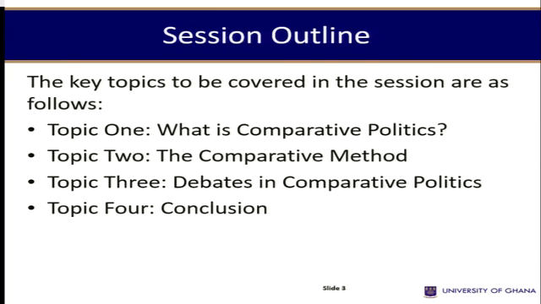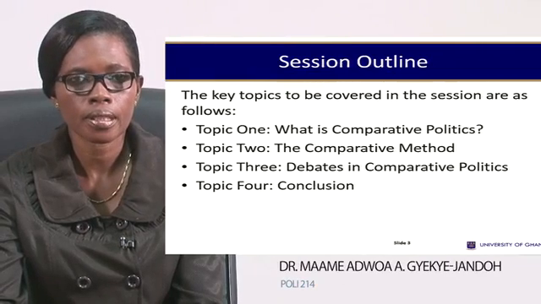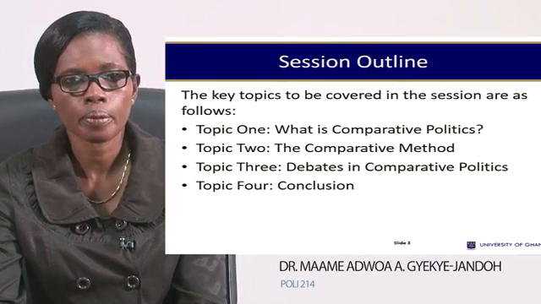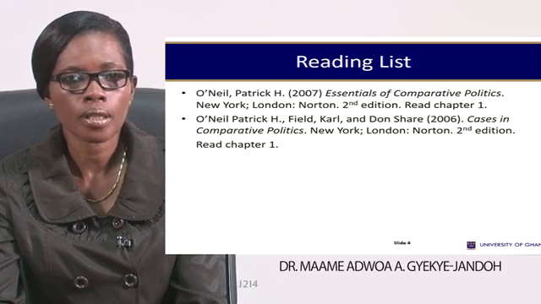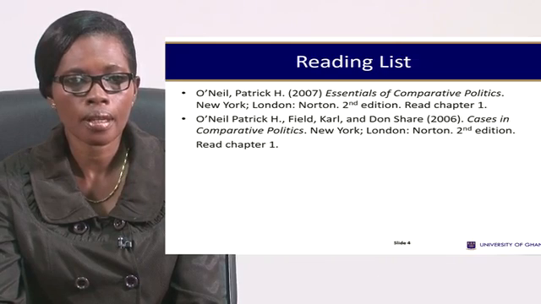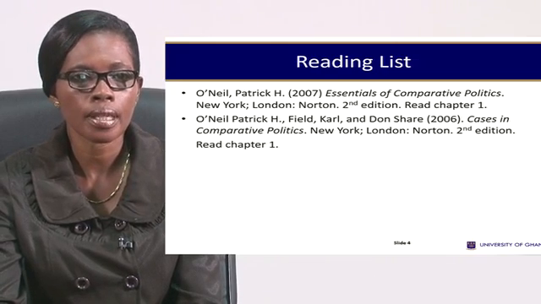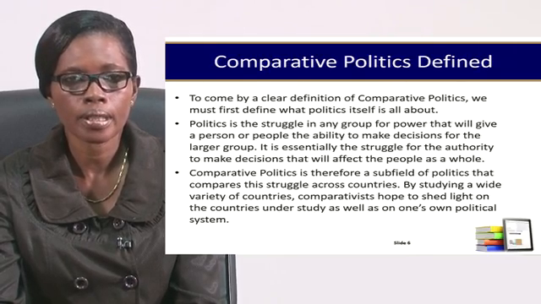Now, we will first look at 4 topics in this session. The first topic will be what comparative politics is. Topic 2 will look at the comparative method. Topic 3, debates in comparative politics. And topic 4 will conclude. Please refer to your reading list. Essentials of Comparative Politics is the main text, but you are welcome to read other relevant texts, including the second text on the list.